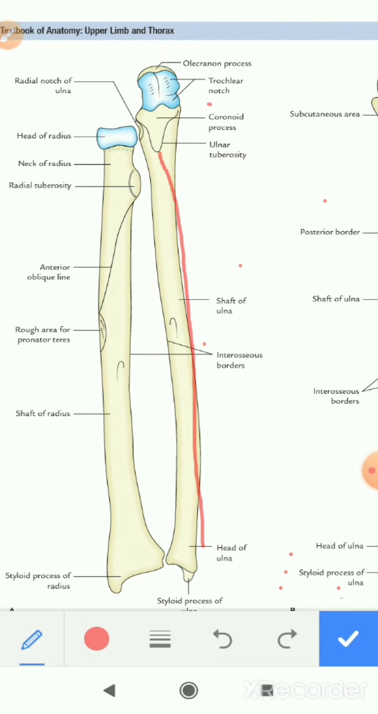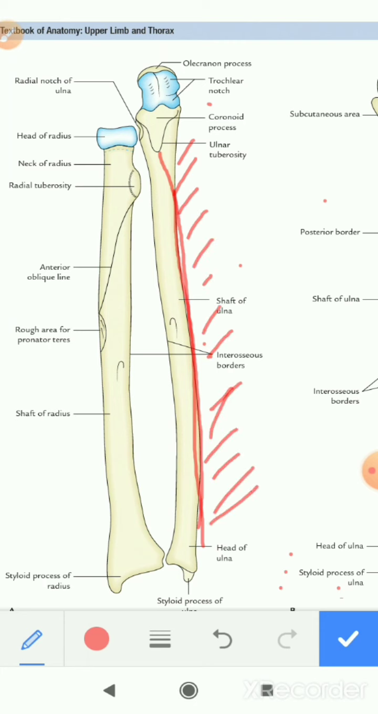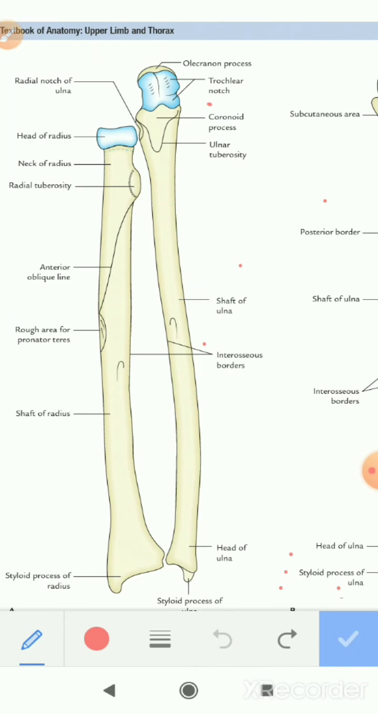The medial surface lies in between the anterior border and the posterior border. So this was the anterior border, and the posterior border is behind. So the surface will be just like this. This surface will be the medial surface.